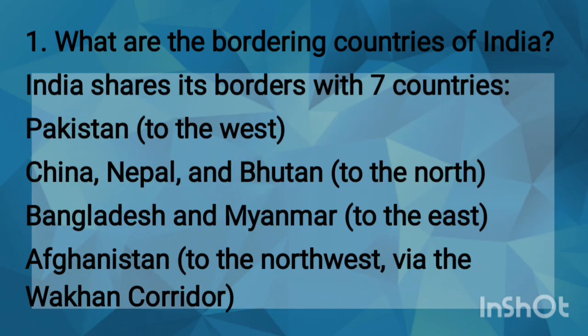The bordering countries of India. India is bordered by 7 countries. To the west lies Pakistan, while China, Nepal and Bhutan share borders with India to the north. The eastern borders are shared with Bangladesh and Myanmar. Additionally, India also shares a border with Afghanistan to the northwest, specifically via the Wakhan corridor.